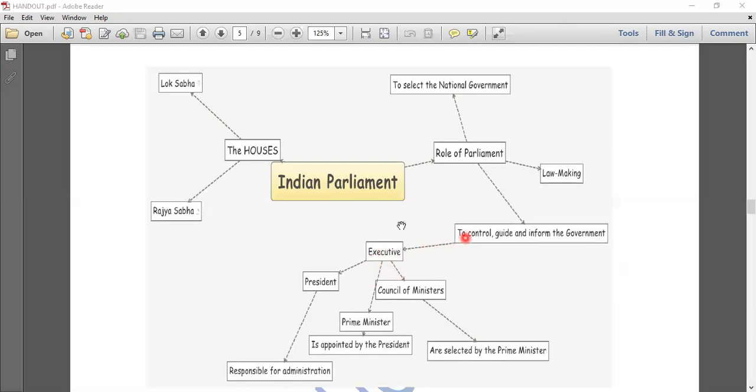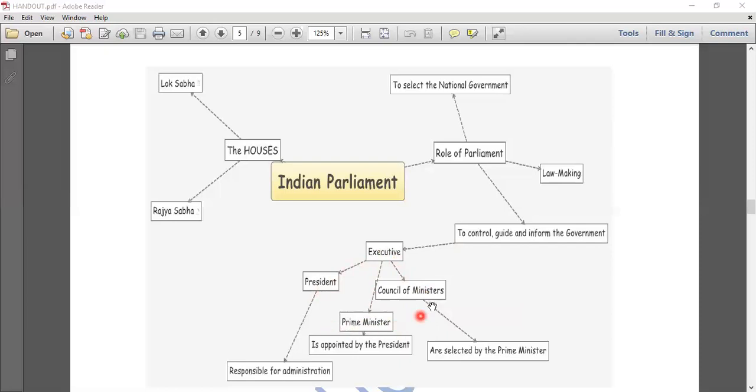Now what is the role of this executive? It is going to implement the laws which are being made by the legislative. The two houses, the legislative is there for us to make the laws. So the executive will actually execute or implement the laws which are made by the parliament. Okay. Now, this executive consists of the president, the prime minister, and his council of ministers.